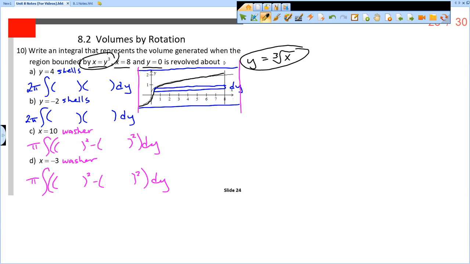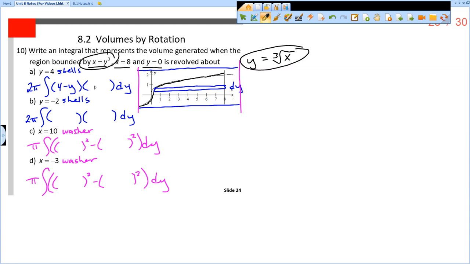All right, so for A, it says y equals 4, right? So y equals 4 is above the region, right? So now we take the radius. Now remember, the radius is the distance that the rectangle is from the axis of rotation. So the rectangle is a height of y, right? And the axis of rotation is a height of 4. So we're going to take 4 minus y. Remember, we're taking like the upper thing minus the lower thing, okay?